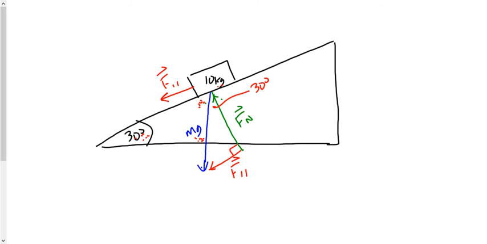Now we've done the hard part. Now it's a matter of doing the analysis here. Now it's a matter of figuring out maybe what F parallel is, and maybe if we need to, what the normal force is. We can find F parallel by saying sine 30 degrees.